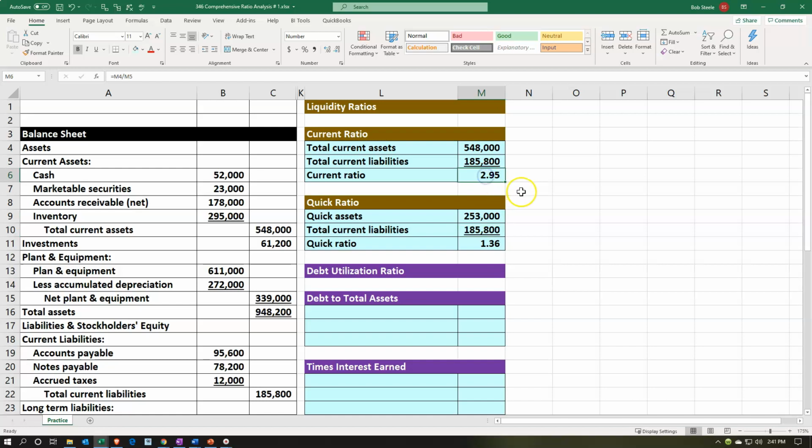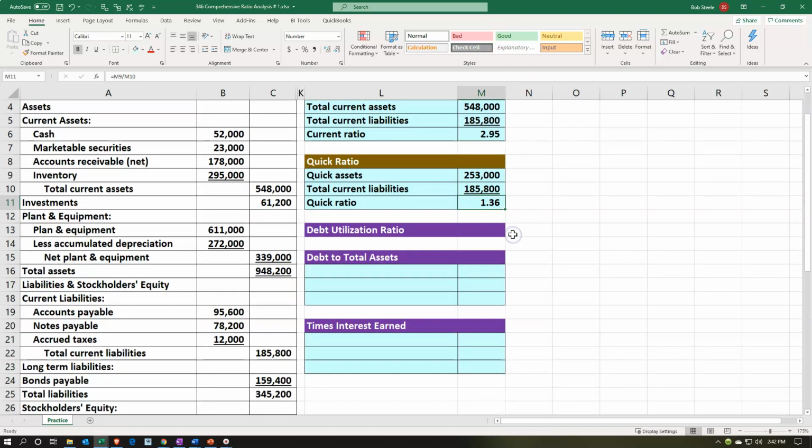So current ratio 2.95, but what if there's a tragedy or some kind of catastrophe and you can't sell your inventory? Well, then we could still pay off the liabilities coming due with the current assets 1.36 times. So again, it would be nice for this one to be over 1 almost universally, but how high you want it to be kind of depends on industry standards.